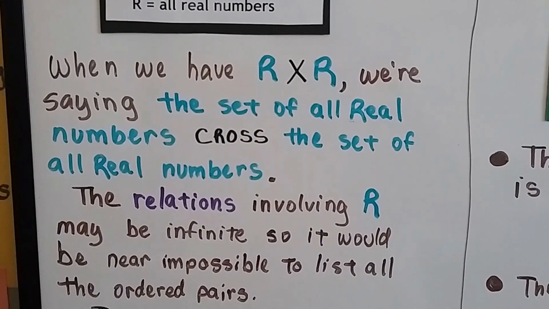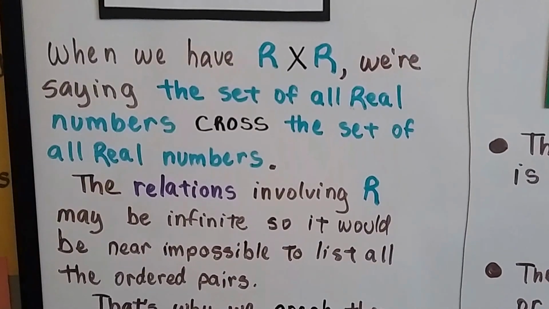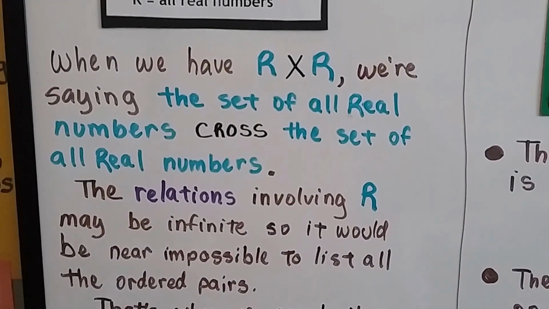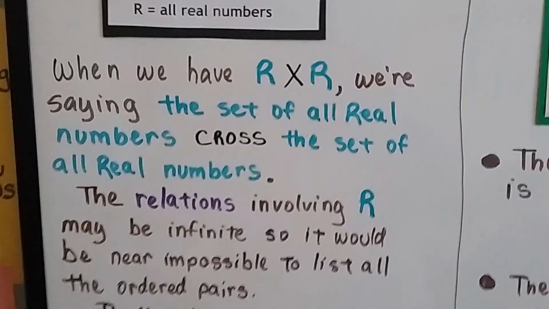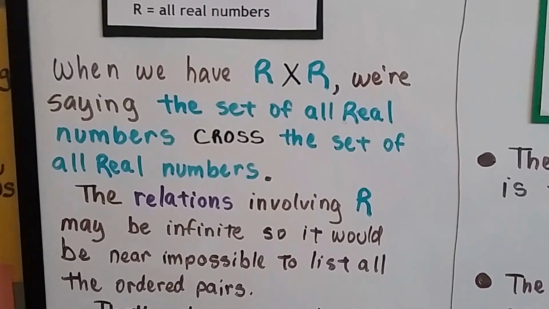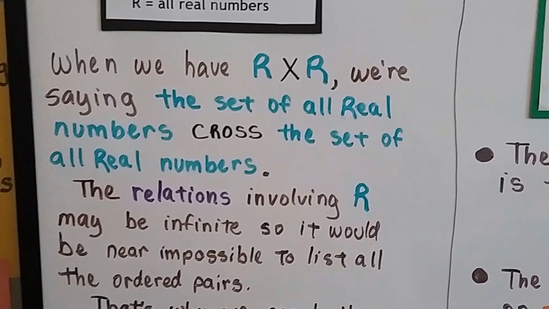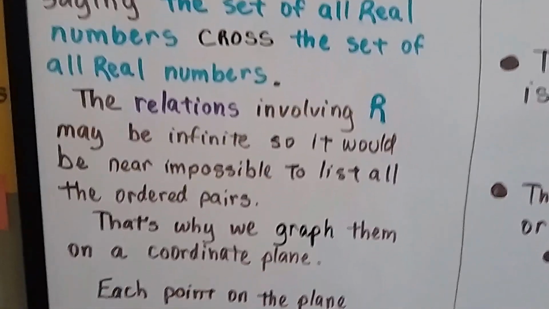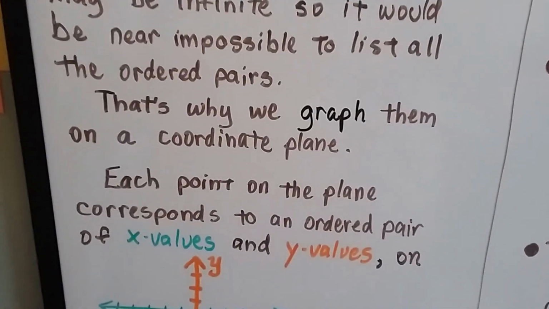And the relations involving R may be infinite, so it would be near impossible to list all the ordered pairs. Can you imagine having to list all the ordered pairs of all the real numbers crossed with all the real numbers? It would go on to infinity. Well, that's why we graph them on a coordinate plane.